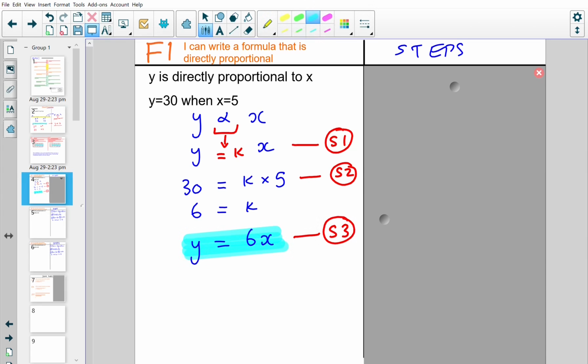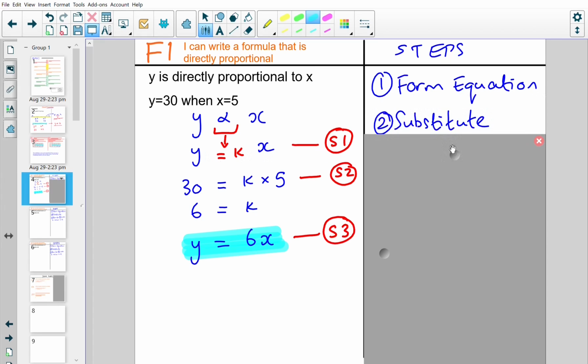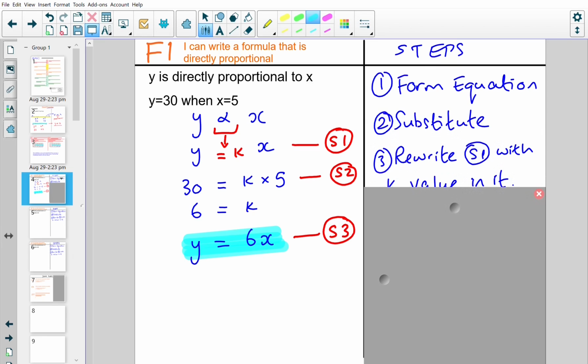To summarize, look on the right hand side, you're about to see the steps. Step 1 is to form the equation. We replace the proportional symbol with equal k. So y equal kx, that's my step 1, equation form. Step 2, we substitute the values given to me in the question. So substitute and find the constant. And lastly, you rewrite the equation, step 1, but this time substitute the value of k in it.